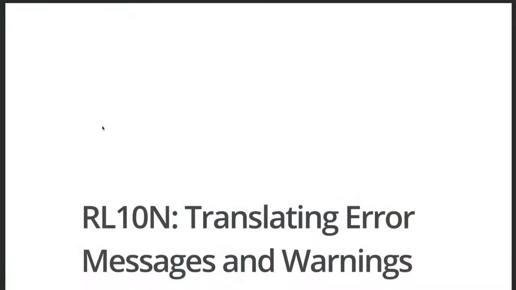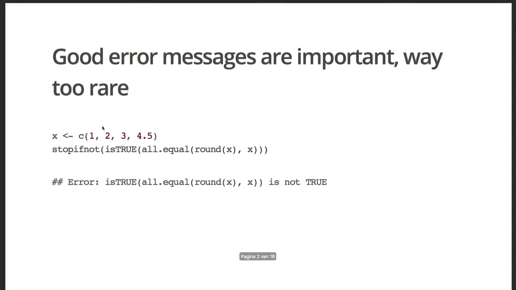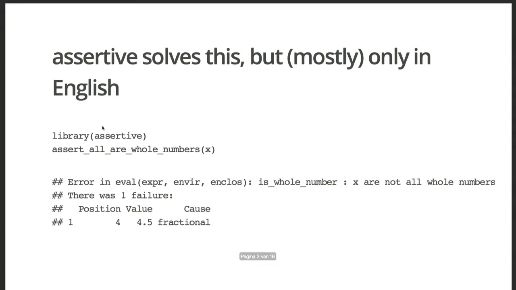Okay, so this presentation has an origin story, and it begins about 4 years ago when I wrote a really bad line of code and got a really bad error message. This is an inelegant way of saying, are all these numbers in X whole numbers? It was an easy problem, and I got this dreadful error message. At that point, I decided I'm going to try and fix the problem of bad error messages. And the solution I came up with was the assertive suite of packages.